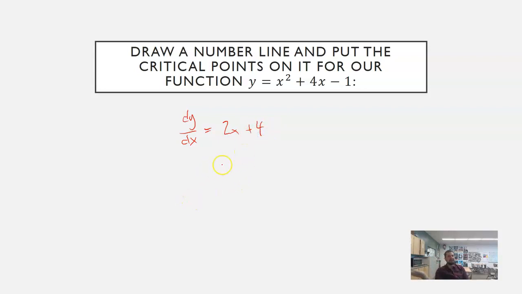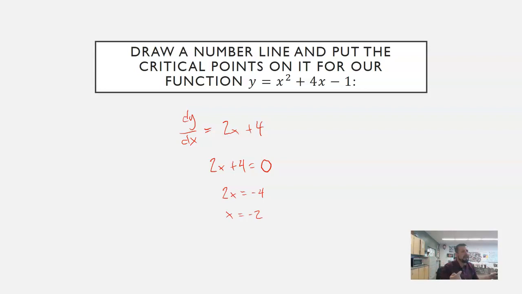We already know the derivative is 2x plus 4. I would go and find my critical point. Now my critical point, again, is just where the slope of the tangent line is equal to 0. So we would take our derivative and set it equal to 0 with the intent of finding the x value that this is going to happen at. So I get 2x equals negative 4, so x equals negative 2. What that's saying is x equals negative 2 is our critical point.